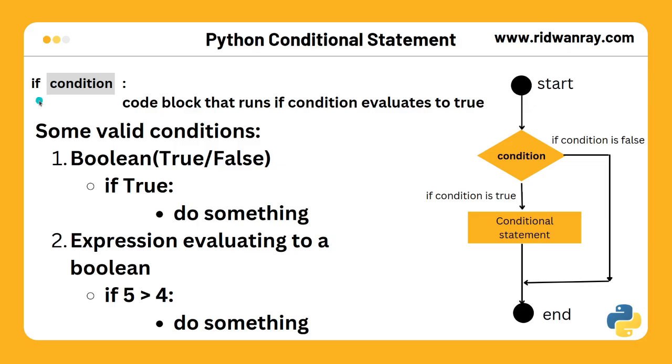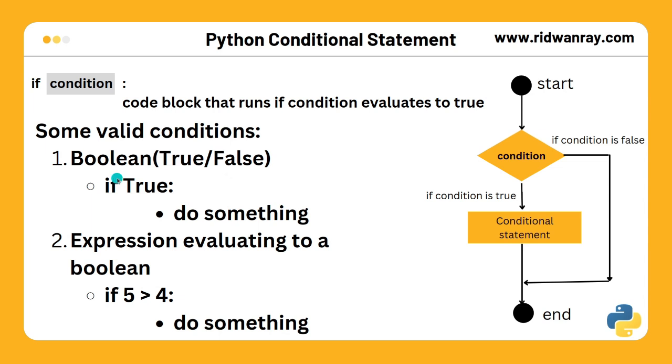When you write an if statement in Python, you must provide a condition. This condition is regular Python code that must evaluate to true. If the condition is true, then this block of code will run. If it is false, the block of code will be skipped. Now, what makes a valid condition?